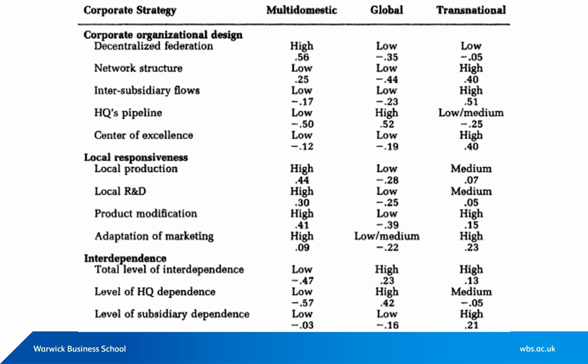So multi-domestic strategy has a positive correlation with local production with the coefficient 0.44, whereas the global strategy is negatively correlated with the local production with the coefficient minus 0.28. Firms following transnational strategy also have a positive correlation with the local production. However, the coefficient size is only 0.07. So you see how the strategic orientation of a firm influences and fits with its organizational characteristics.